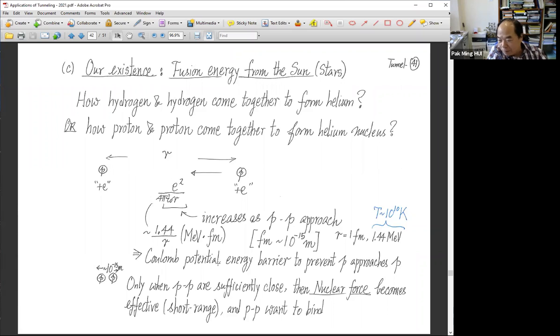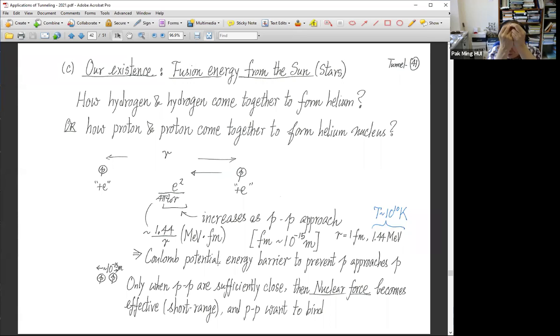The next thing I would like to mention, just a few minutes more, is our existence. Why do we have energy from the sun to support life? This has to do with our existence. Of course, you know the reason. The reason is fusion, right?